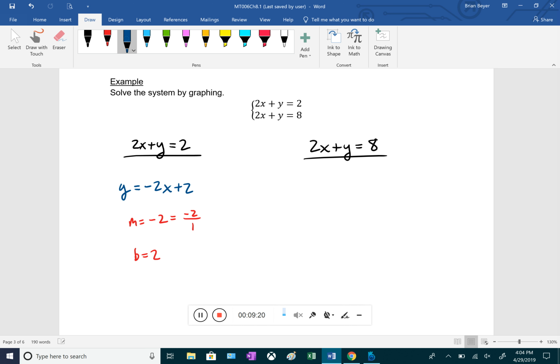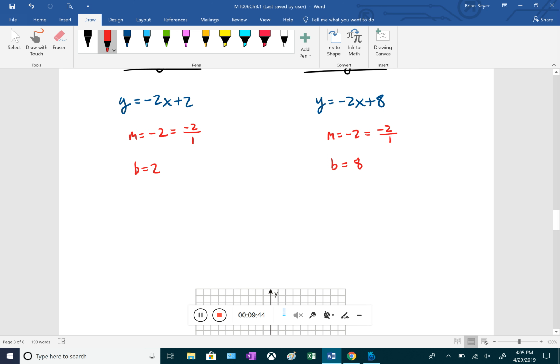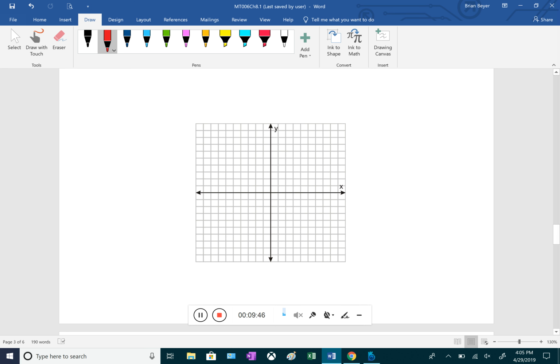And then for the other one, we have to subtract 2x once again. We get -2x plus 8. And the slope is -2, which is -2/1. And the y-intercept is 8. So the slope is -2 and the y-intercept is 8. So just by looking at this without even graphing it, we should know what's going to happen based on the previous page. But let's graph the first one, -2x plus 2. So we have a y-intercept of 2, slope of -2, so we go down 2 to the right 1.